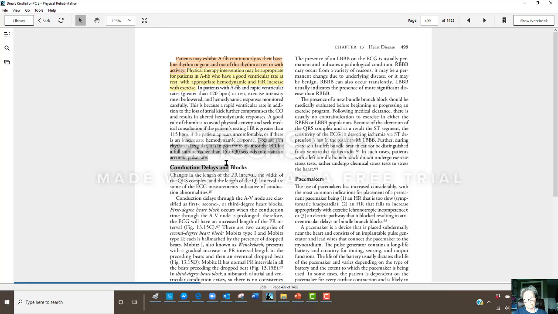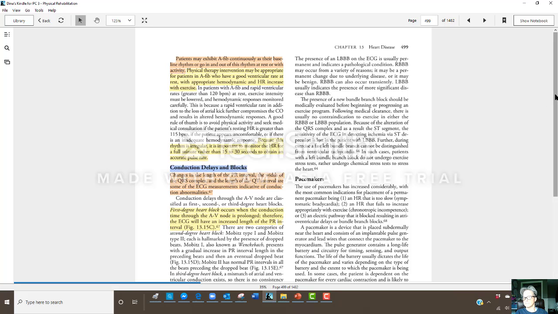Conduction delays and blocks. Changes in the length of the PR interval, the width of the QRS complex, and the length of the QT interval are some of the ECG measurements indicative of conduction abnormalities. Conduction delays through the AV node are classified as first, second, or third degree heart blocks. First-degree heart block occurs when the conduction time through the AV node is prolonged. Therefore, the ECG will have an increased length of the PR interval.